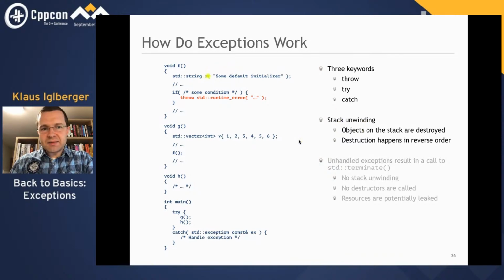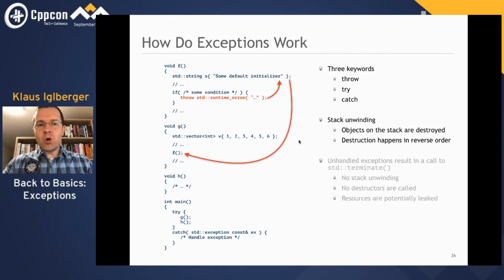Function f has some local state, the string s. And the first thing that happens is that this s is properly destroyed by its own destructor before I go back to the actual call site. The function g also has some local state, the vector v, which is then destroyed next before I again go to the actual call site. So note, objects are destroyed in reverse order of the construction, quite naturally, because this is exactly what needs to happen if I basically go up the call stack. Then finally, in the try catch block, the exception is caught and handled.